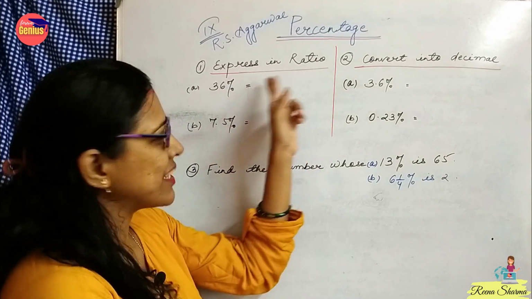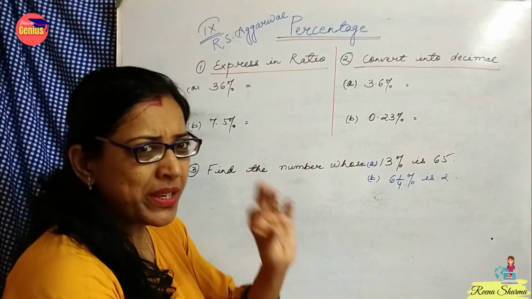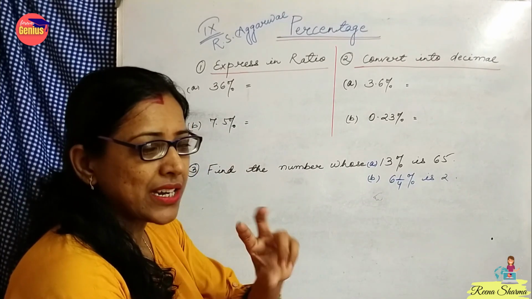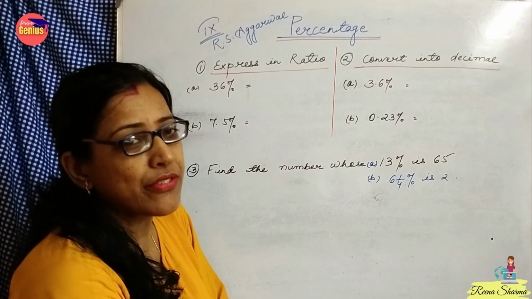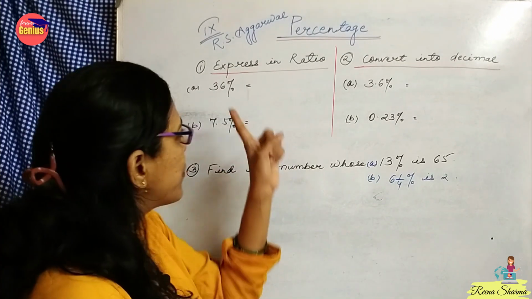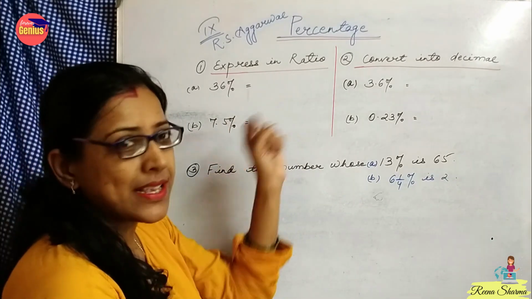So the first question is expressed in ratio. We know ratio means A is to B or C is to D. We have to express it in fraction, but we do not write it in fraction. After writing in fraction, we give 2 dots and we express it. So how are we going to express 36% as a ratio?